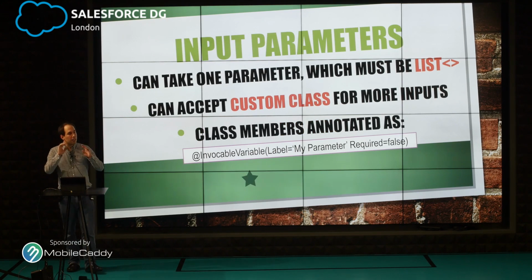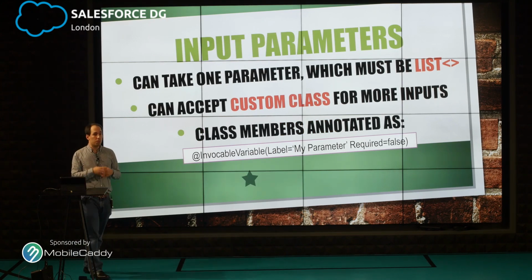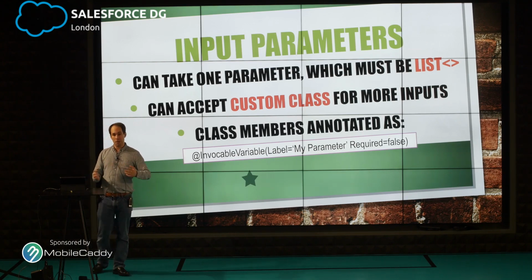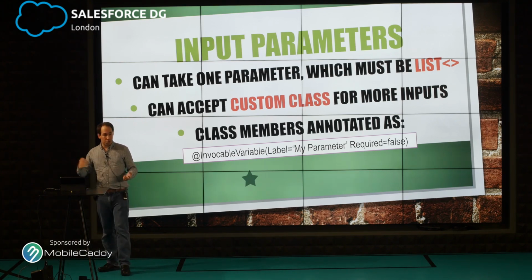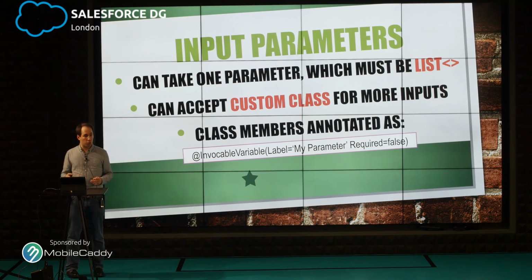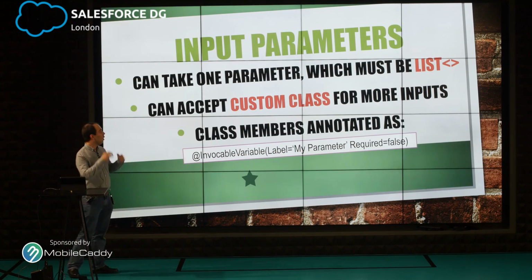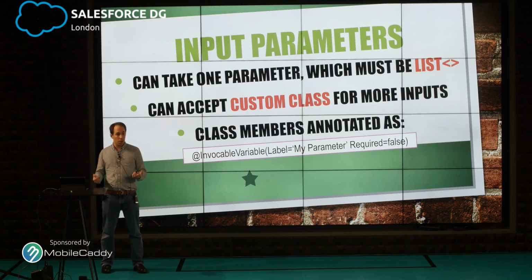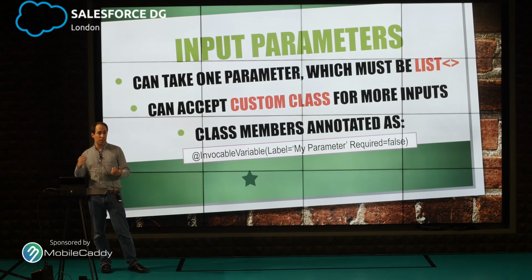Now, invocable methods have to be bulkified, meaning they can only accept a list of parameters. So if your parameter is a string, you need to accept a list of strings. That's because if you run a process for 5 records in one time, you get all the inputs from all 5 records in one go, and you need to return the results in the same fashion as a list.